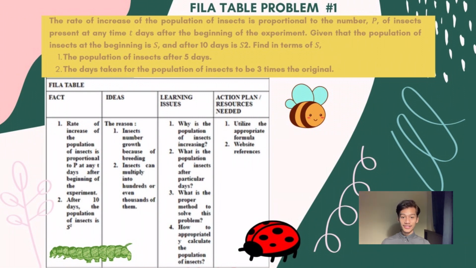Moving on to the learning issues. Number 1, why is the population of insects increasing? Number 2, what is the population of insects after particular days? Number 3, what is the proper method to solve this problem? And the last one, how to appropriately calculate the population of the insects. Last but not least, the action plan or resources needed: number 1, utilize the appropriate formula, and number 2, use websites for any references.